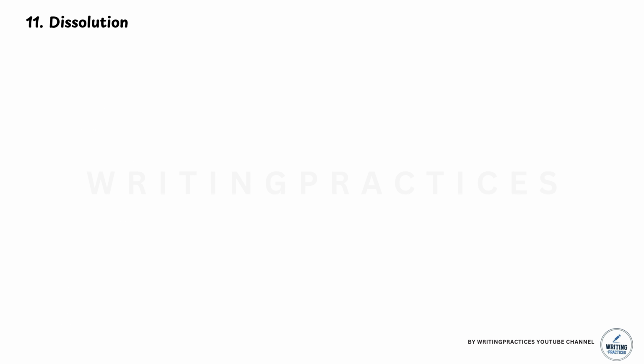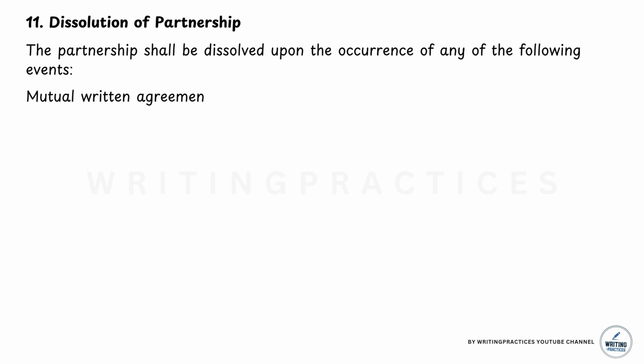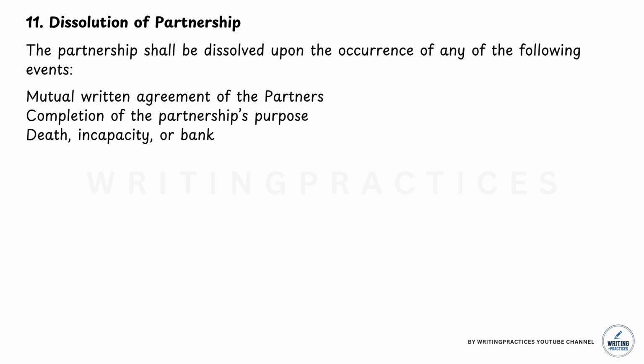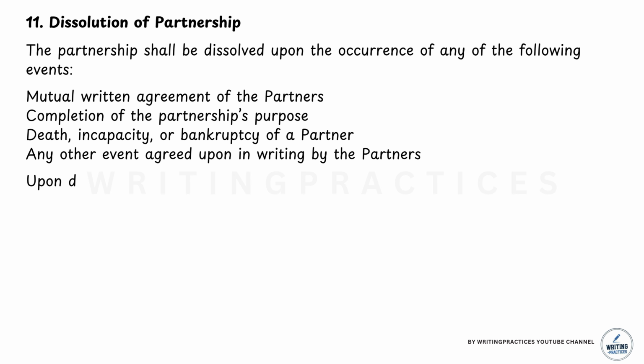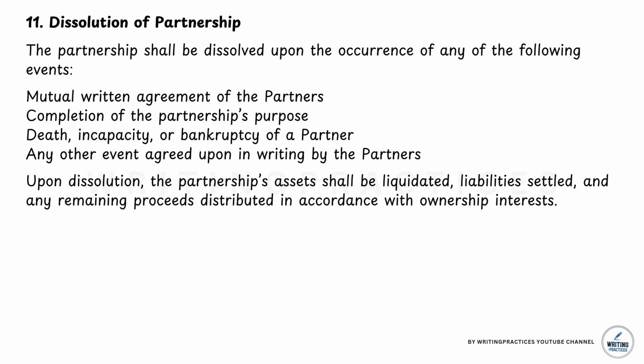Point number 11. Dissolution of partnership. The partnership shall be dissolved upon the occurrence of any of the following events: mutual written agreement of the partners, completion of the partnership's purpose, death, incapacity, or bankruptcy of a partner, any other event agreed upon in writing by the partners. Upon dissolution, the partnership's assets shall be liquidated, liabilities settled, and any remaining proceeds distributed in accordance with ownership interests. This section explains when and how the partnership ends. You need to list possible situations and what happens afterward. This is legally important because it ensures an organized and fair closure of the business.